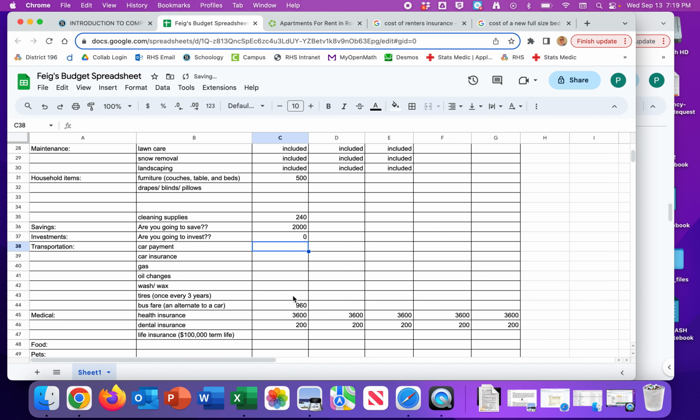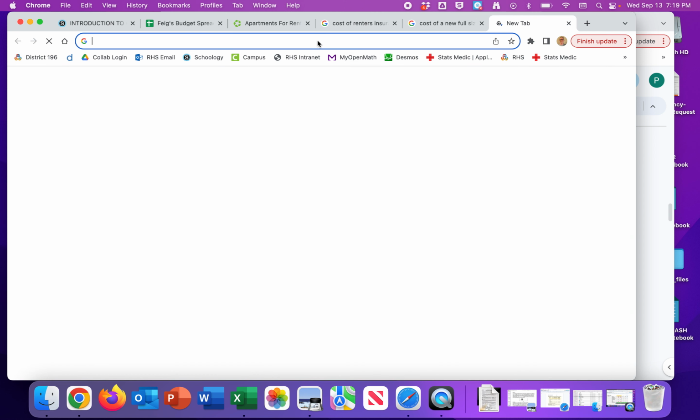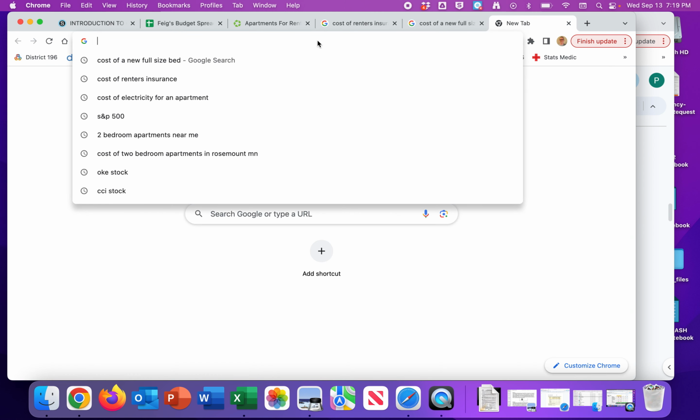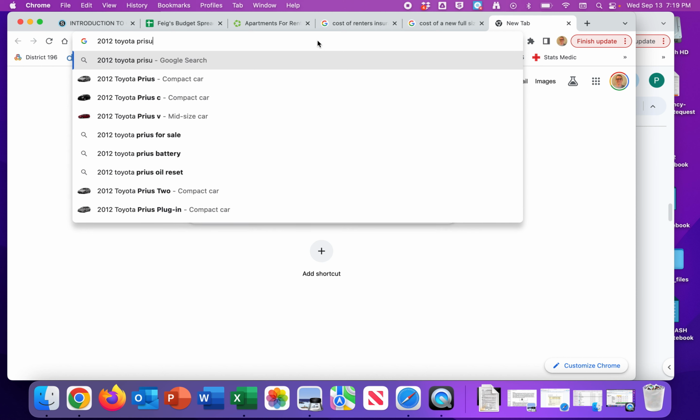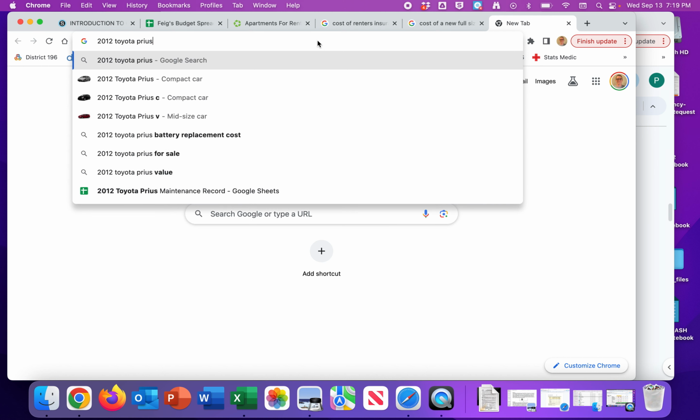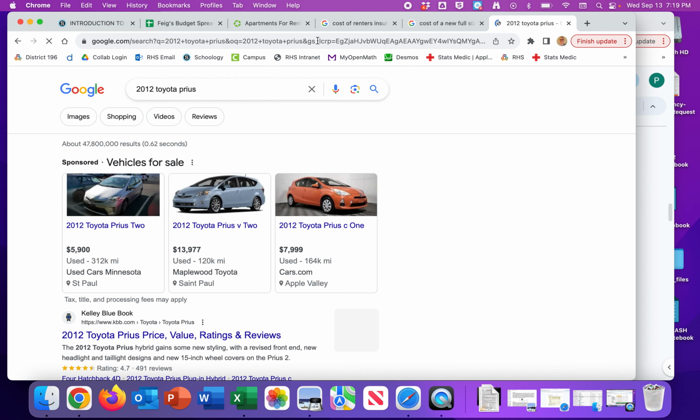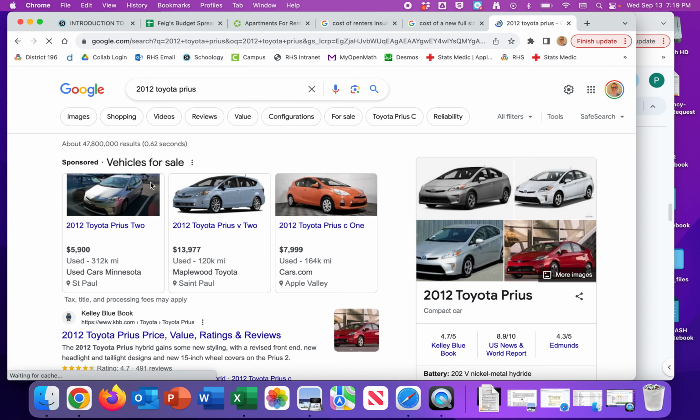Car payment. Here we go. Here's all the car stuff. This is kind of fun. What kind of car do you want? Well, start shopping. You know what I drive, everybody? I drive a 2012 Toyota. You ready for this? Prius. Oh yeah, that's right. Let's see how much this bad boy costs.